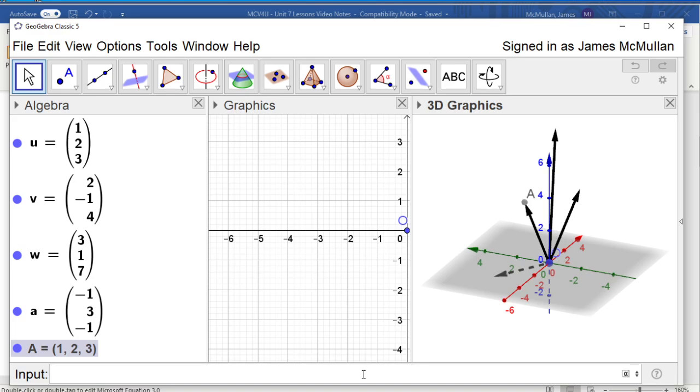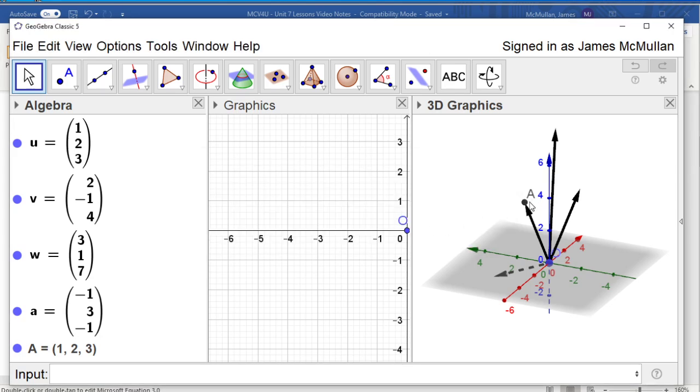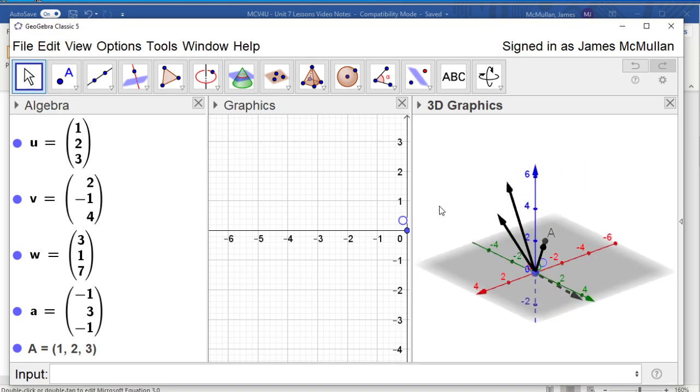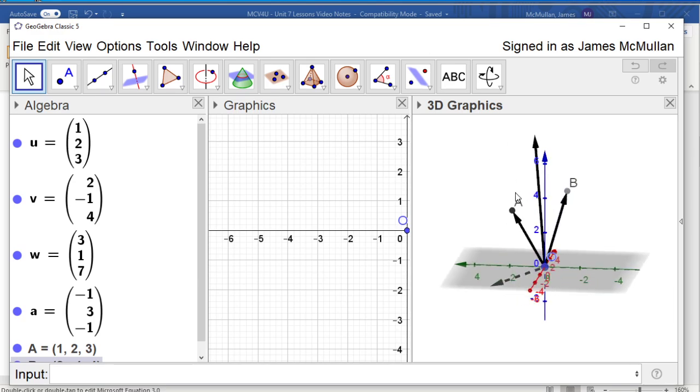Now you see what it does differently here. Because I started with a point and added a vector, it knows I'm talking about a point. I'm talking about that point, and that point is O plus u. Now let's make another point, O plus v, and that's going to be over there. And then let's make another point, O plus v plus u.